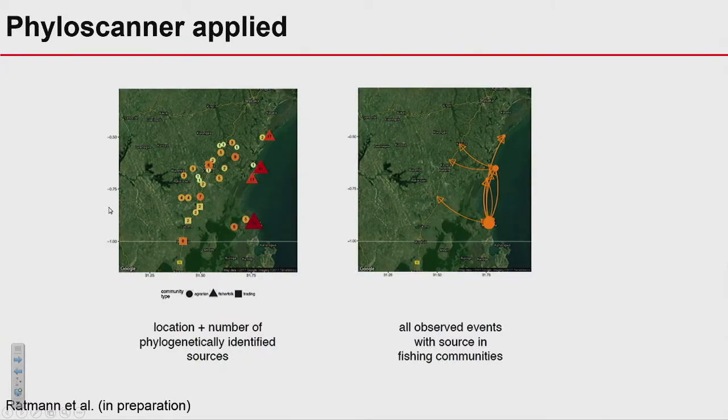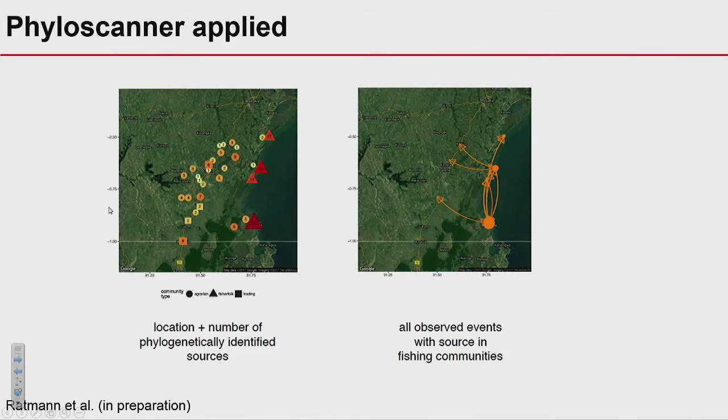But getting back to our question at hand, now that we have these connected networks, we want to know, okay, the people who are serving as sources of transmission in those networks, are they predominantly coming from fishing communities? So again, here's our data and where it was coming from. And then on the right, we look at all observed events with sources in fishing communities.